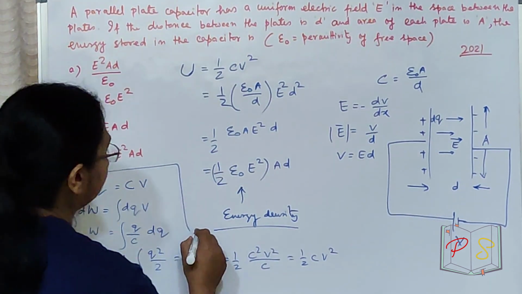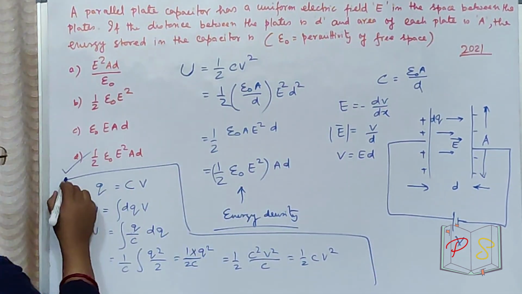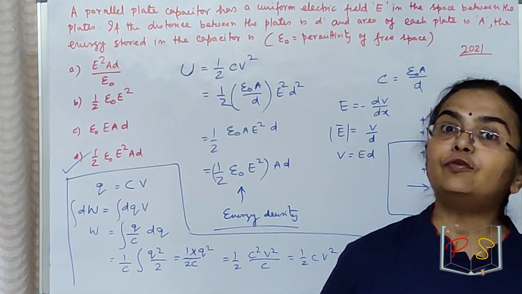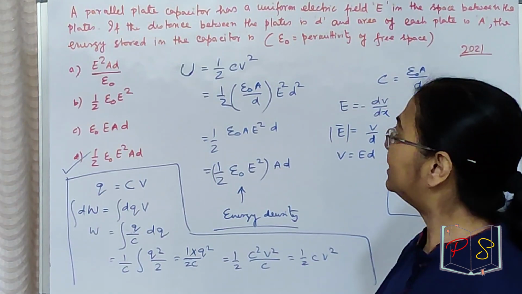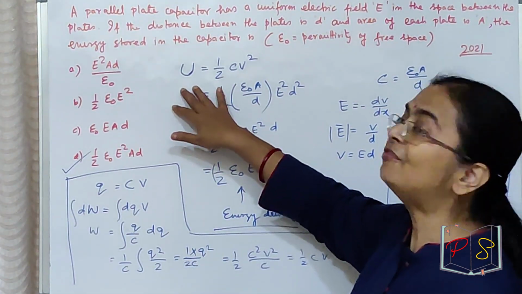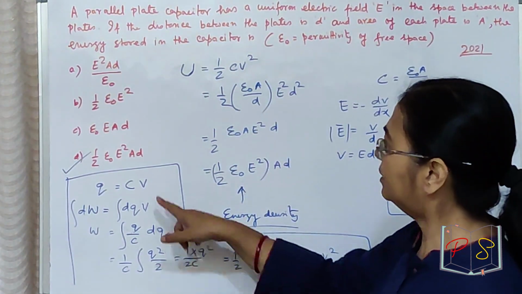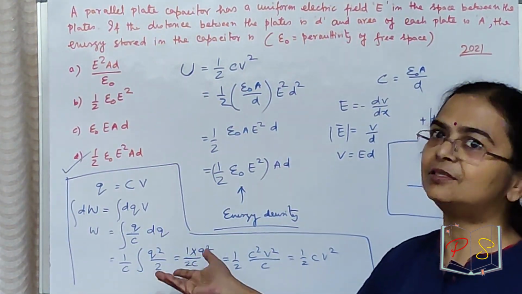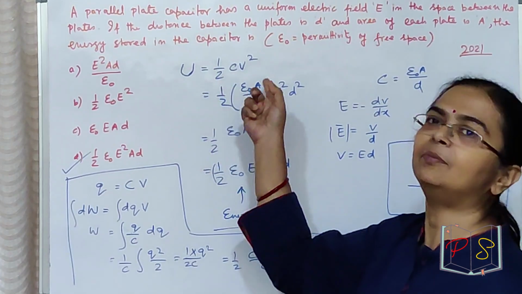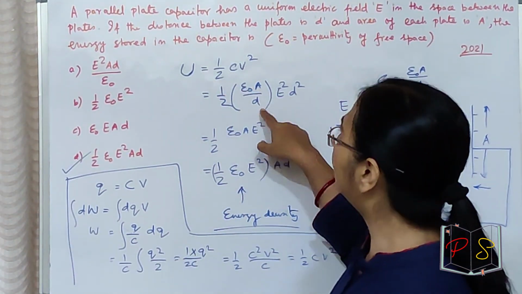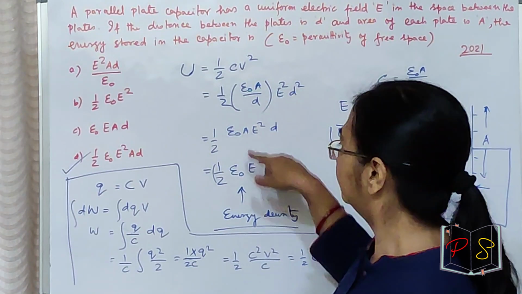This is simply an extra something I have showed you, so that if you have forgotten U equal to half C V square, then this is the way. I think in that case you will forget this also. You better remember U equal to half C V square. Put the value of C, put the value of V, you get it.